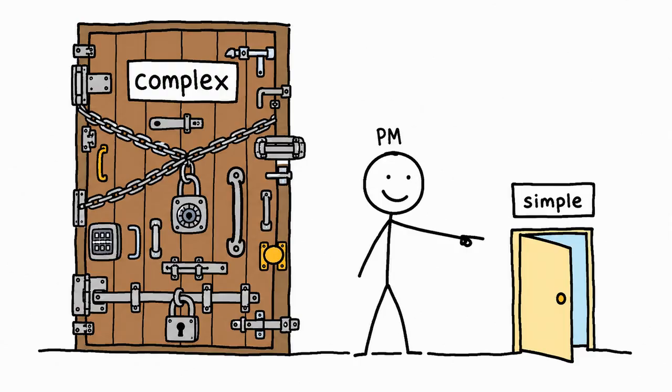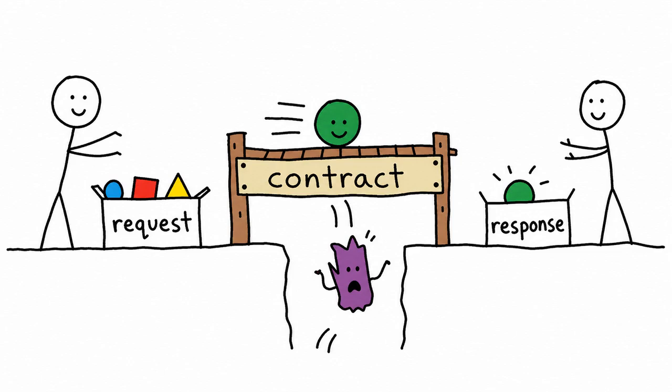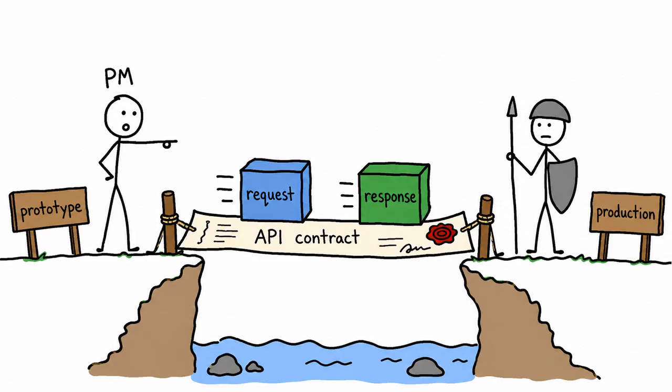For PMs, the key point is simple. An API is not just an engineering detail, it is a product contract. It decides what your product can safely expose, what other teams can build on, and how stable the experience can become over time. So when a prototype moves toward production, the PM should ask, what are the core API contracts?